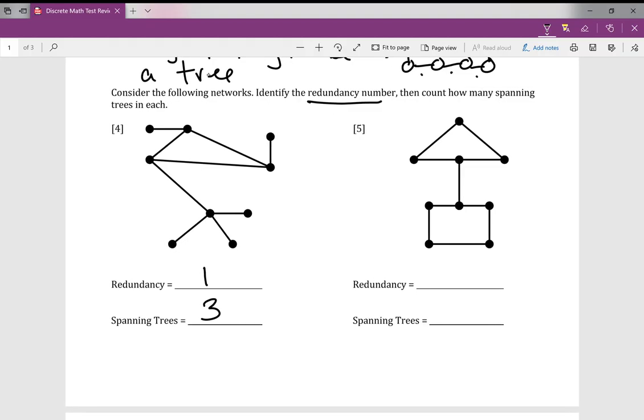Up here we have 1, 2, 3, 4 edges in that first circuit. 1, 2, 3, 4, 5 edges in the second circuit. So 4 times 5 gives us 20 spanning trees. And I have to take 1 edge away from each circuit. So the redundancy is 2. I have 2 extra edges.